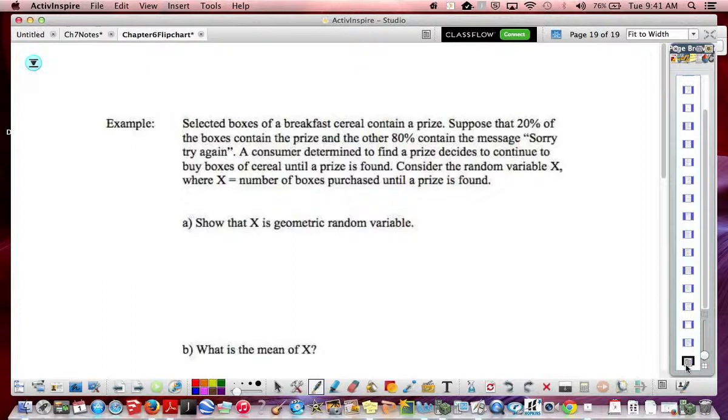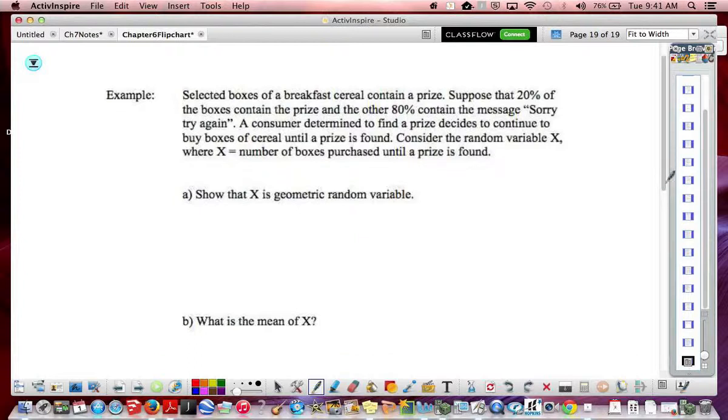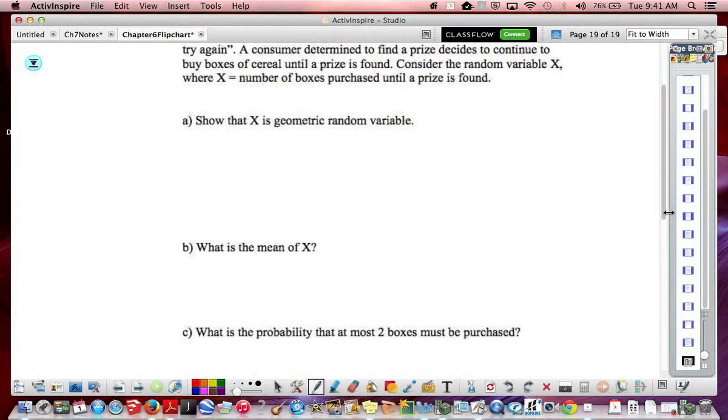According to this problem, it says, suppose that 20% of the boxes contain the prize and the other 80% contain the message, sorry, try again. A consumer determined to find a prize decides to continue to buy boxes of cereal until a prize is found. Consider the random variable x, where x is the number of boxes purchased until a prize is found. Show that x is a geometric random variable.